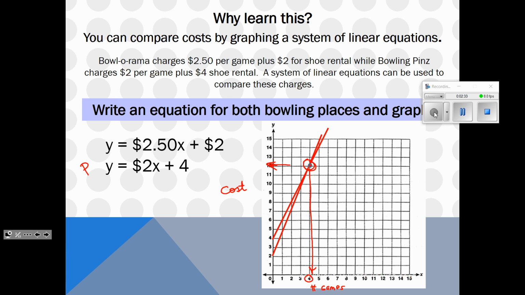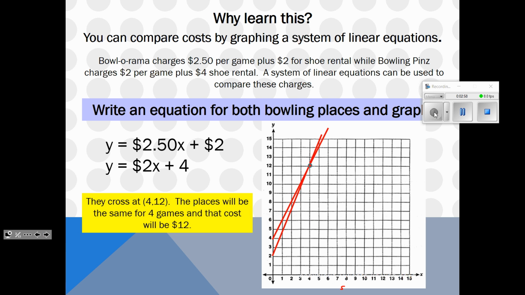If you bowl less than 4 games, then this one would be your best bet, the one with the y-intercept of 2, which is this one. It'd be cheaper to go there. If you intend to bowl more than 4 games, then that would be the other line, and you would want to go to the other bowling alley. So this is how we use this. Now let's learn how to do it.